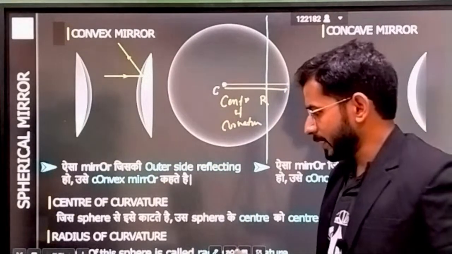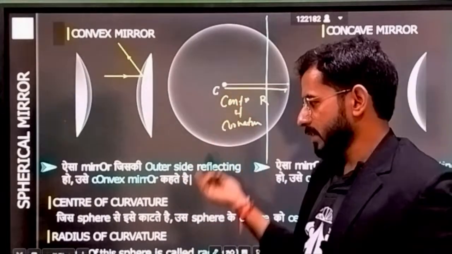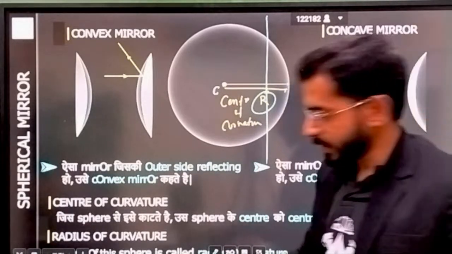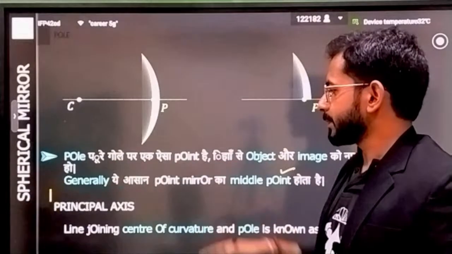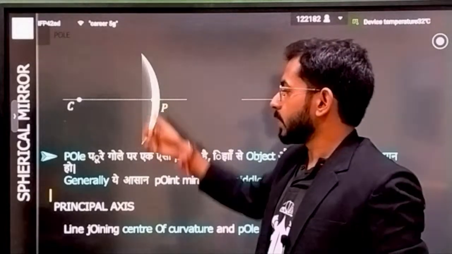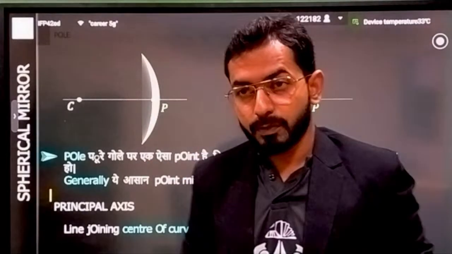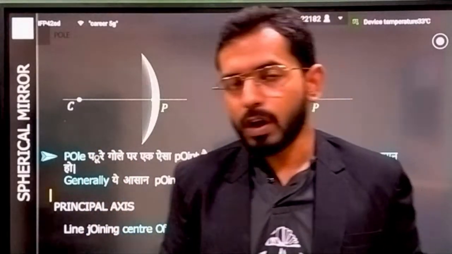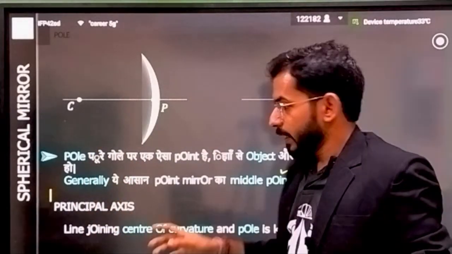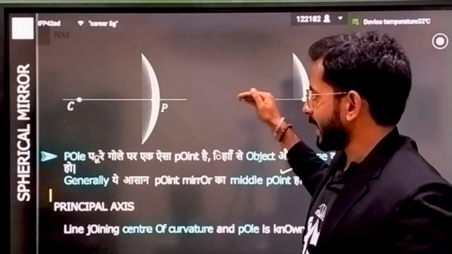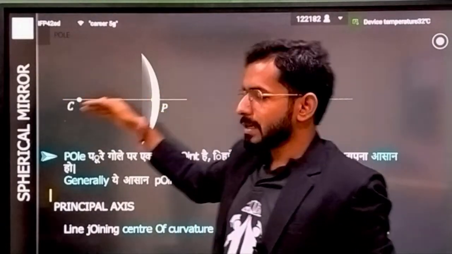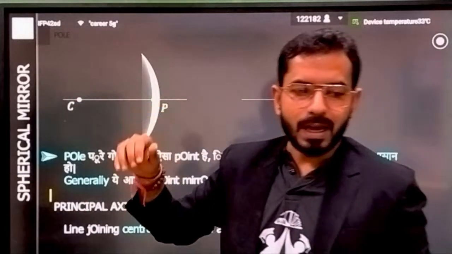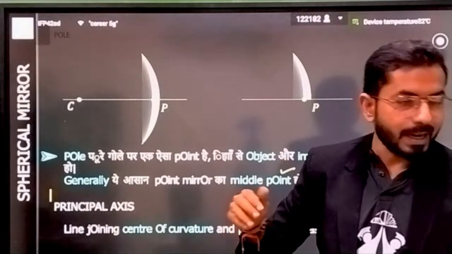Some important points that you should know. This center is called the center of curvature. This radius is called the radius of curvature. Then the pole acts like an origin point; all calculations are done with the pole as the reference point. Then we have the principal axis, the axis on which the center of curvature, the focus, and the pole all lie on the same line. That line is called the principal axis.